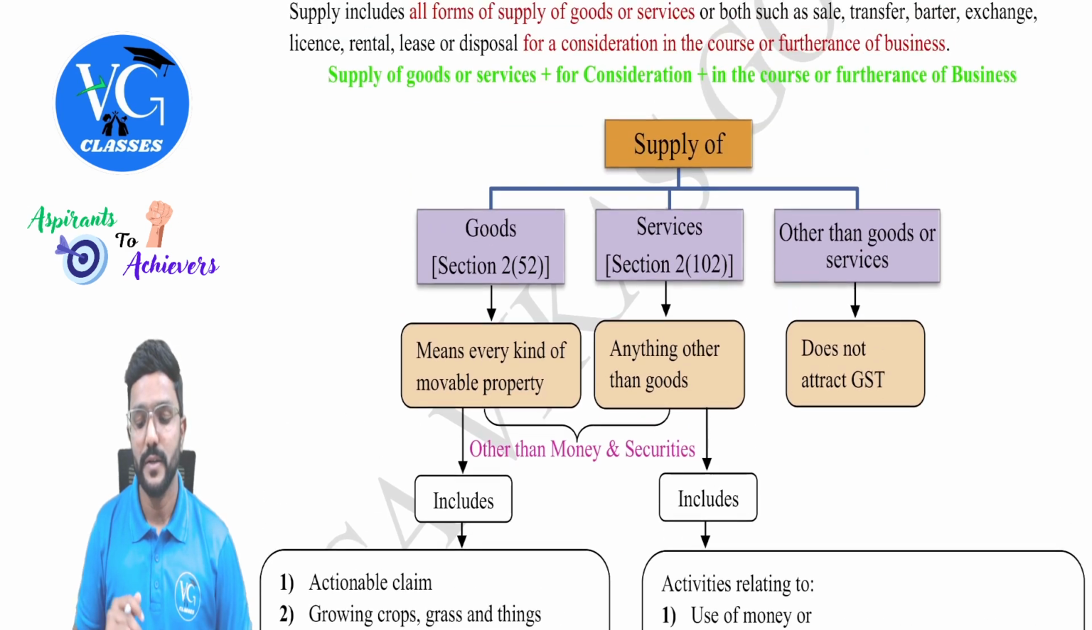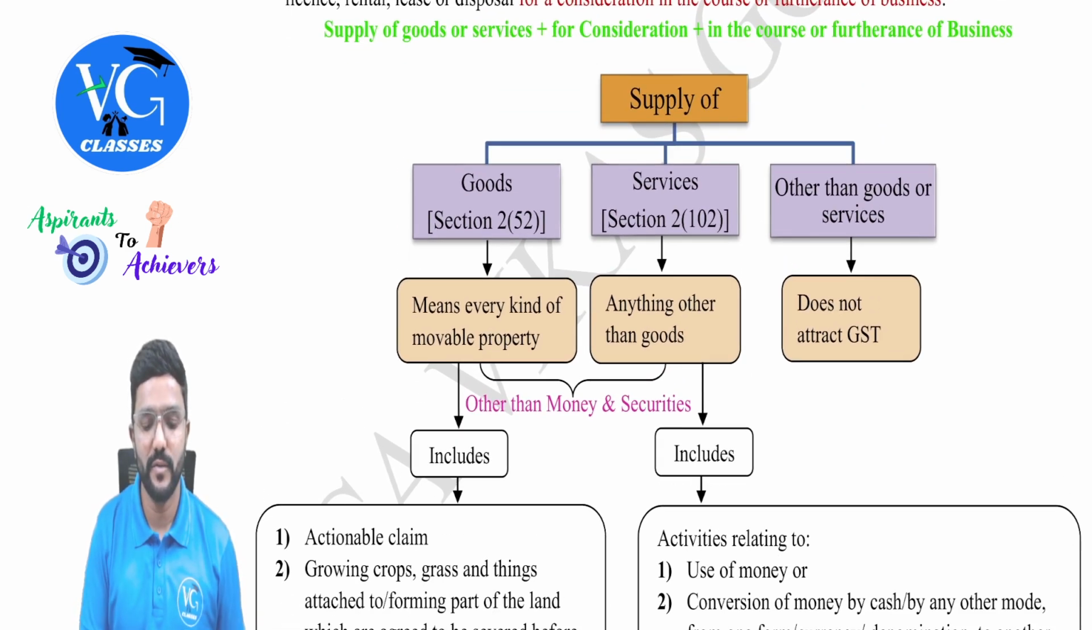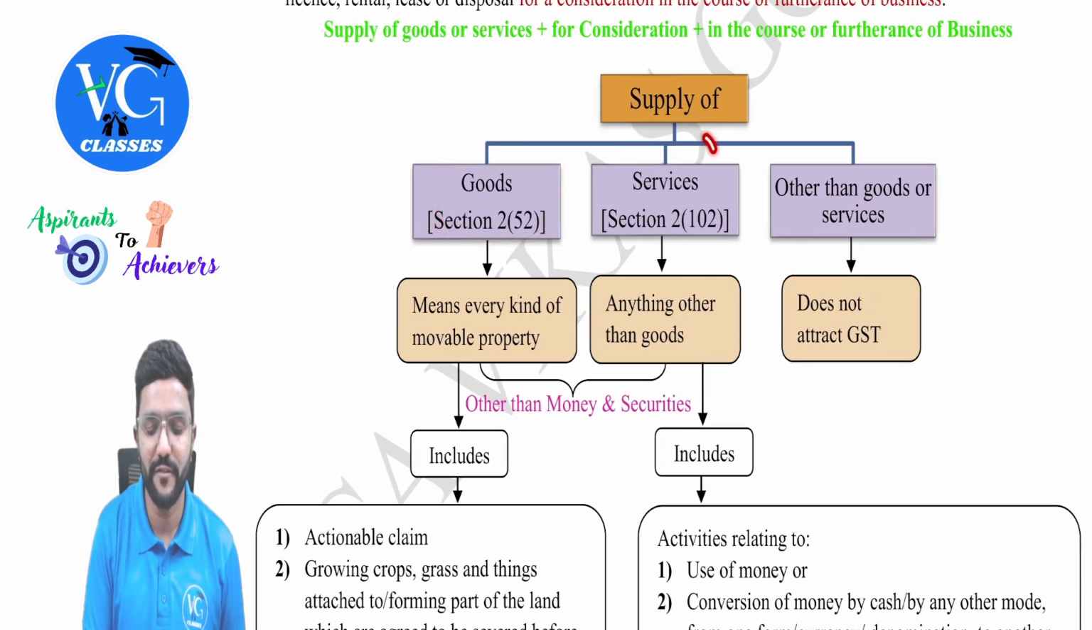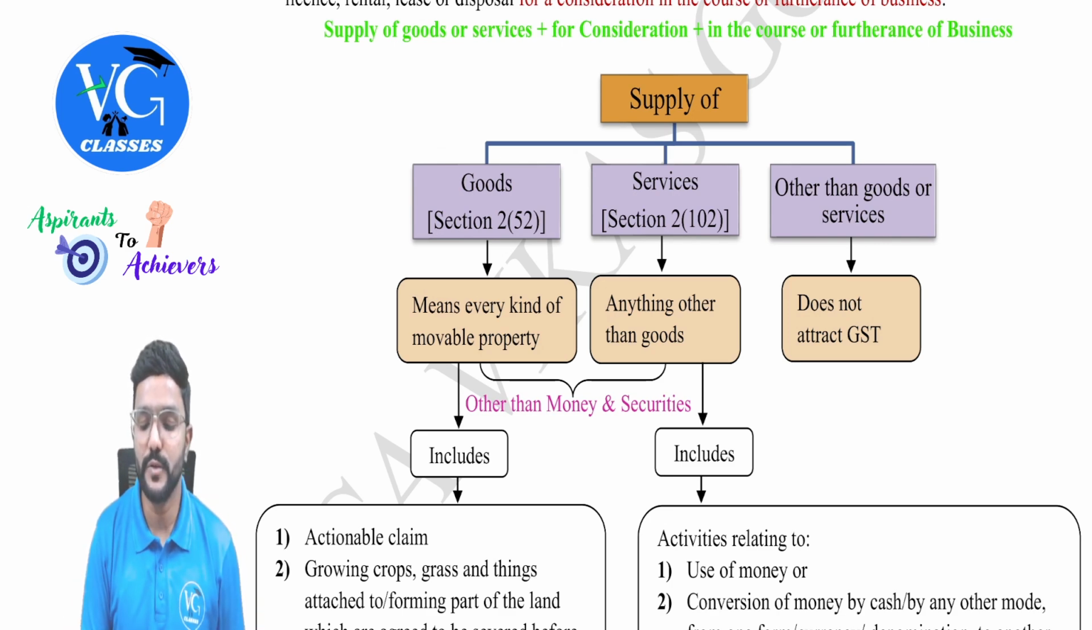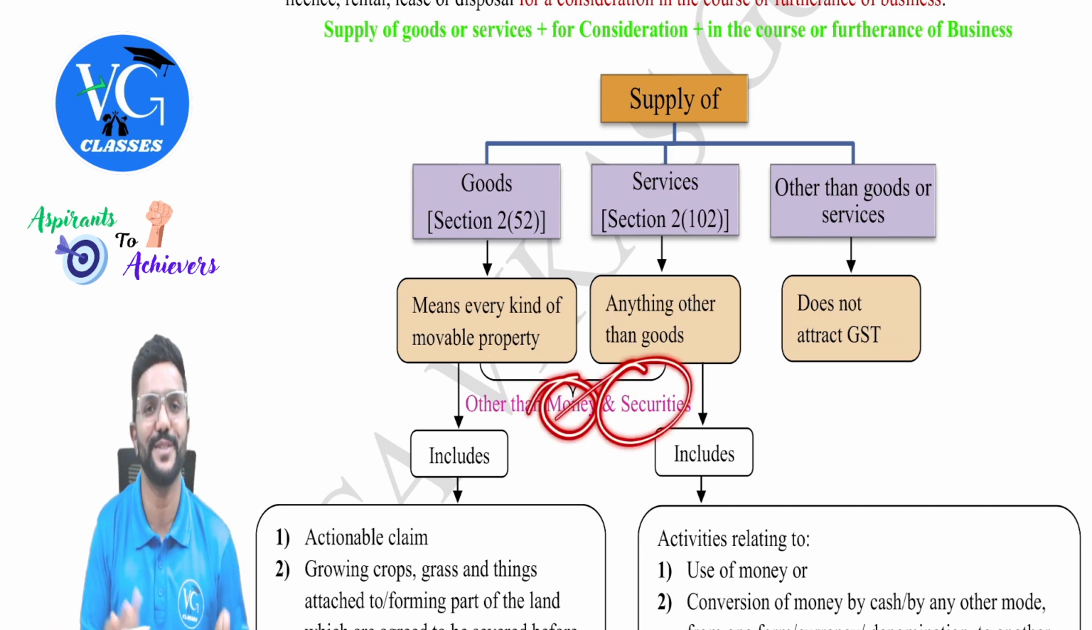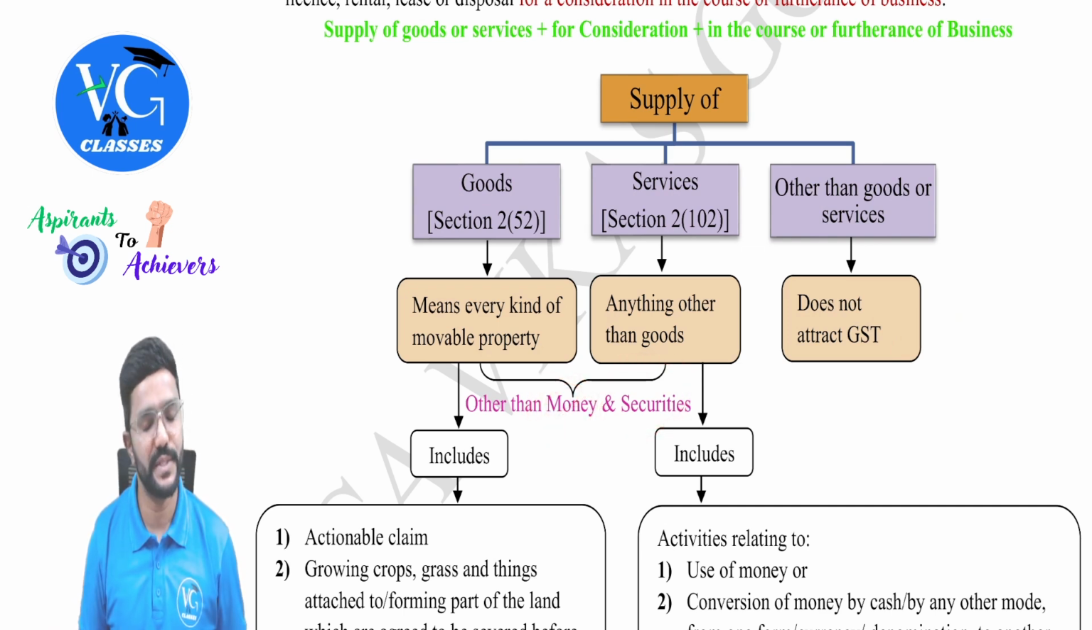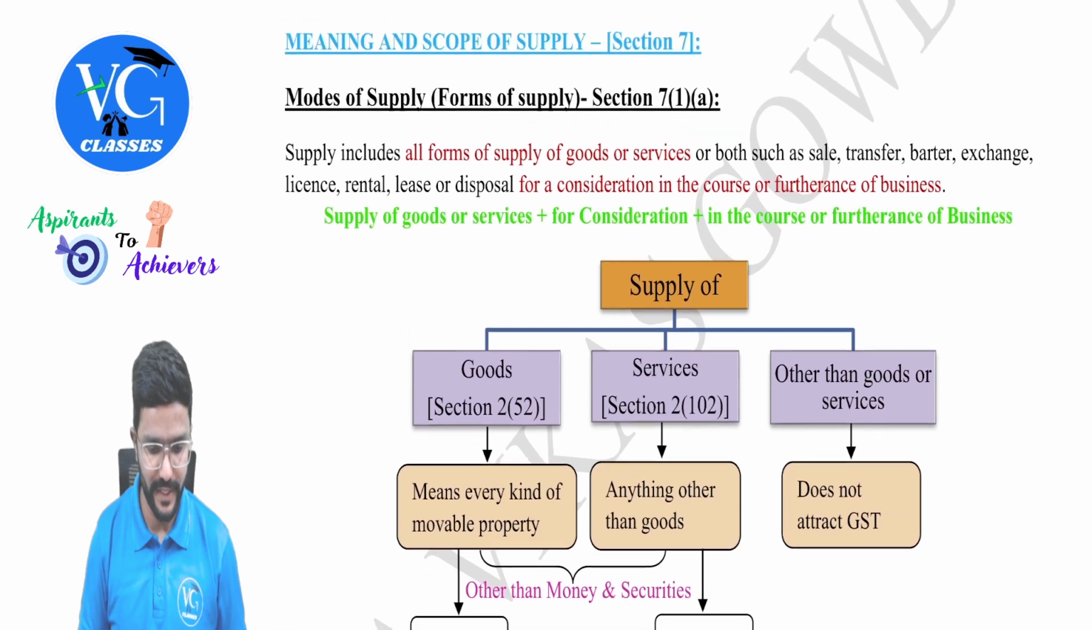Fine. So at the end, what we should understand is we know the definition of goods, we know the definition of services. And please be careful, guys. Goods will not include something which is immobile. Correct? So anything other than goods or services is not at all covered under GST, guys. Example is money and securities. We are done with this.